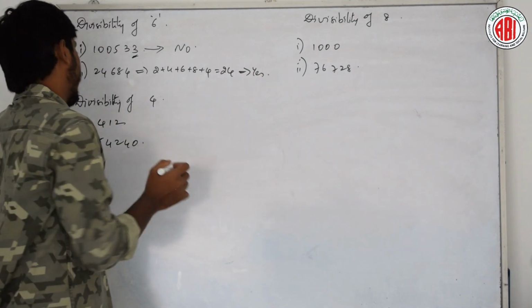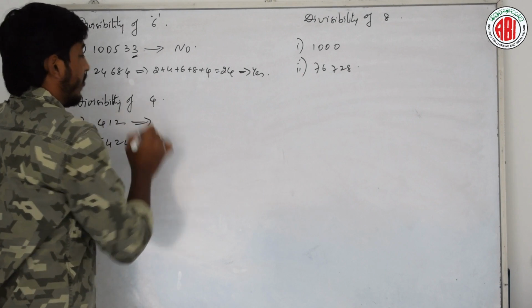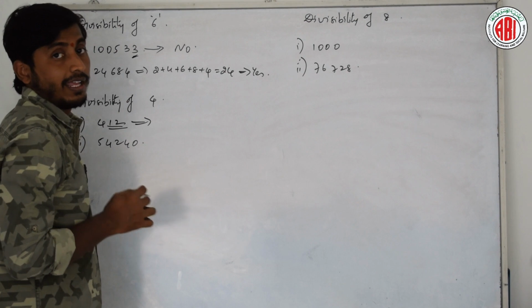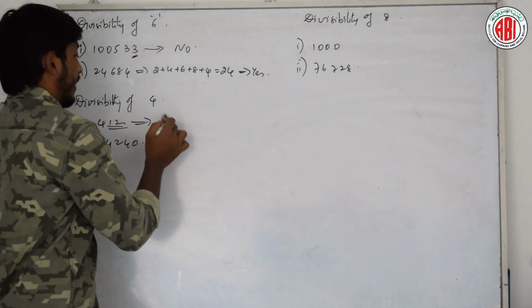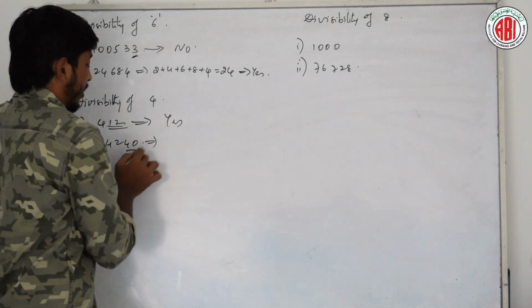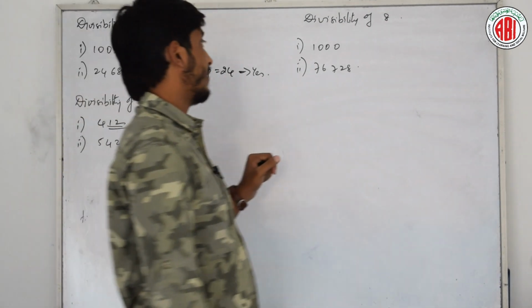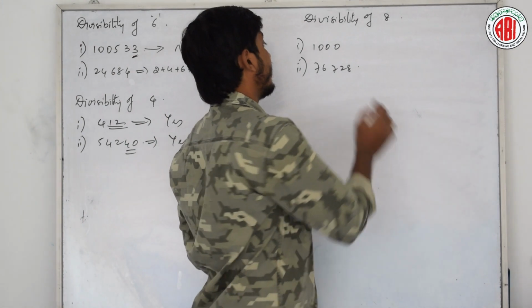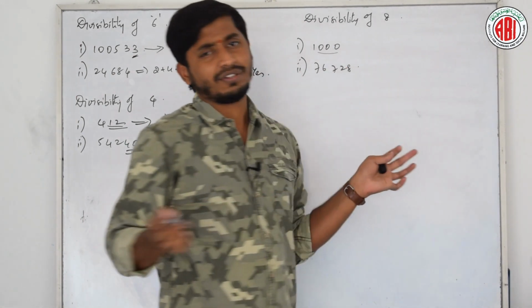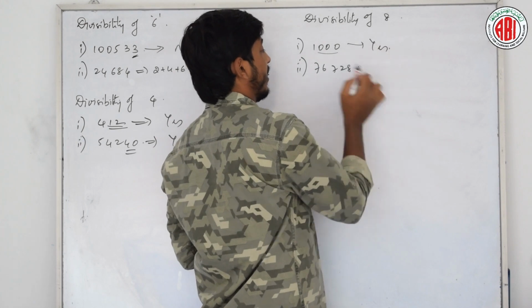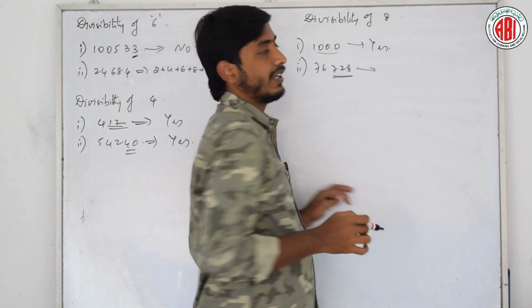Okay. Next. Let us check the divisibility of 4. How do we check? The last 2 digits must be divisible by 4 or not. Yes, it is divisible. 12. Next. Here 40. It is divisible. Clear? How do we check the divisibility of 8? The last 3 digits must be divisible by 8. 0, 0, 0 is always divisible by any number. Therefore, it is divisible. Here 728.